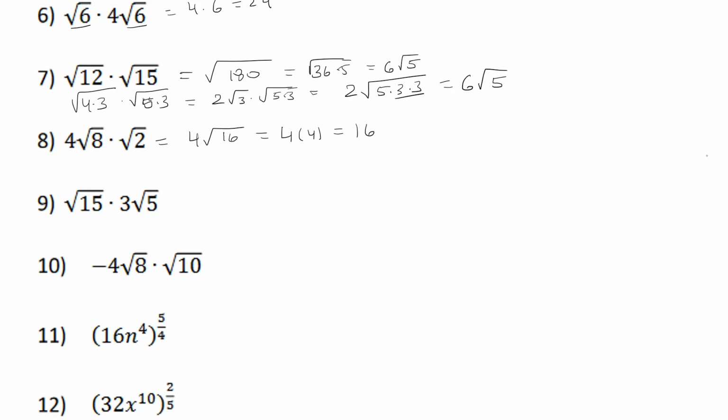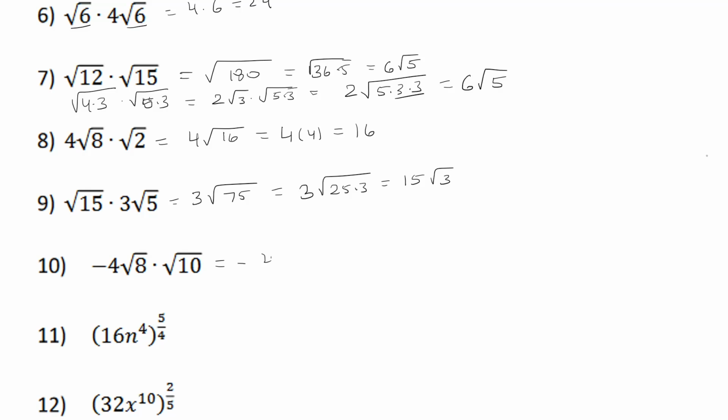For 9, let's multiply this together. We have the 3 outside, and then the square root of 15 times square root of 5 is square root 75. 75 is 25 times 3. The 25 comes out as a 5, so 5 times 3 is 15. And we have root 3 left over.